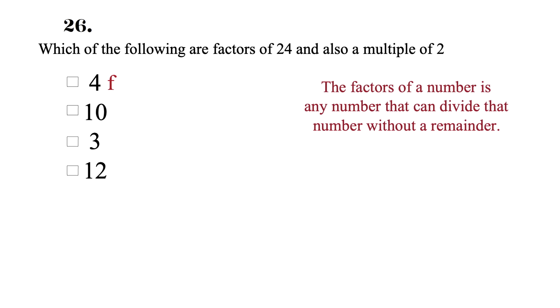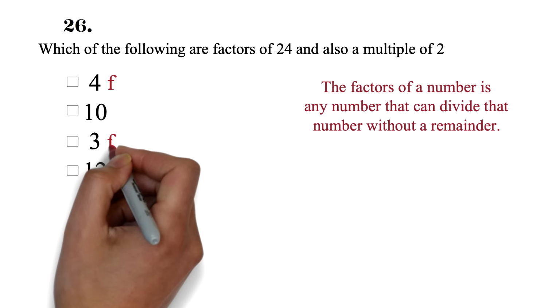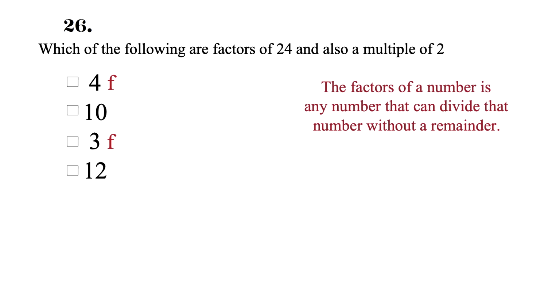Can 3 divide 24 without a remainder? The answer is yes. 24 divided by 3 is 8, so 3 is a factor. Can 12 divide 24 without a remainder? The answer is yes. 24 divided by 12 is 2, so 12 is a factor.